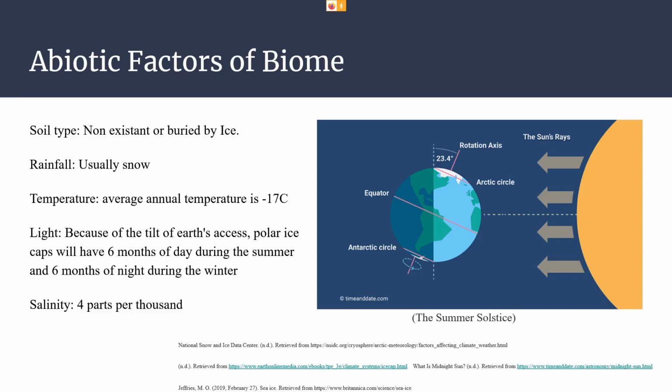The light is because of the tilt of the Earth's axis. The polar ice caps will have 6 months of day during the summer and 6 months of night during the winter, making it frigid. And the salinity is 4 parts per thousand because of the amount of ice.